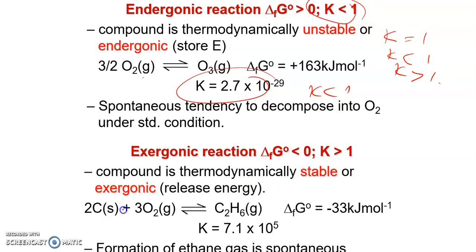So for example, if we have this kind of reaction, carbon reacting with hydrogen, we'll have ethane. And then what we'll have is the delta G. Normally the delta G of formation is less than 0, while the K, our equilibrium constant, is more than 1. So we can state that the formation of ethane gas is spontaneous. Sorry, I think I made a mistake here. It's not 3O, it's 3H2. Okay.